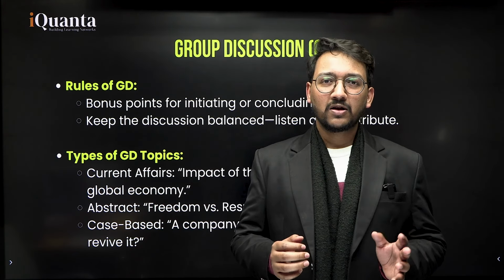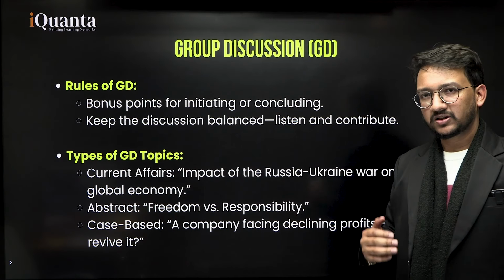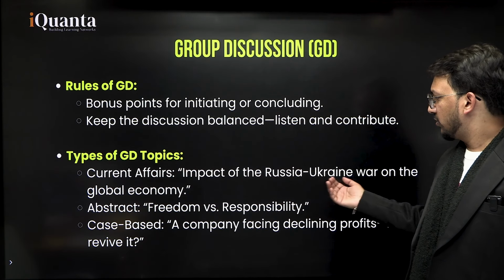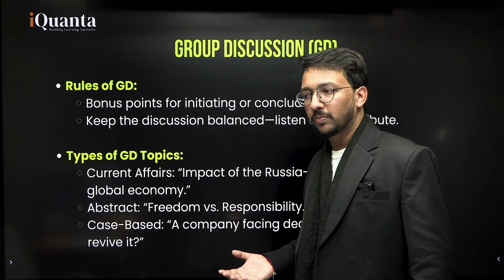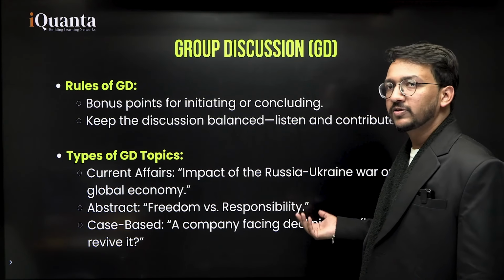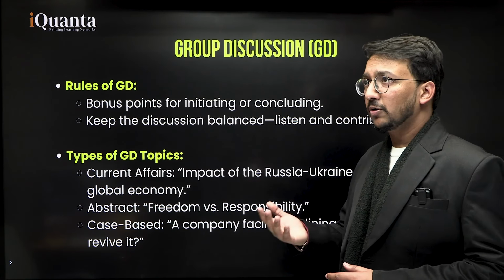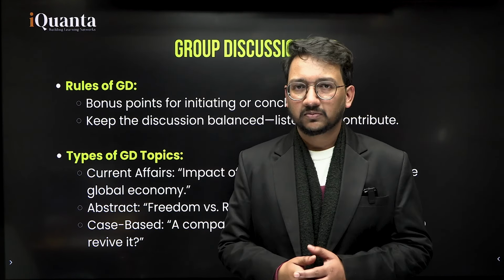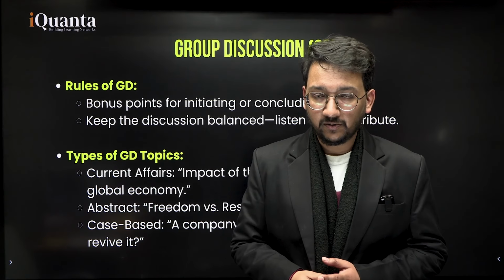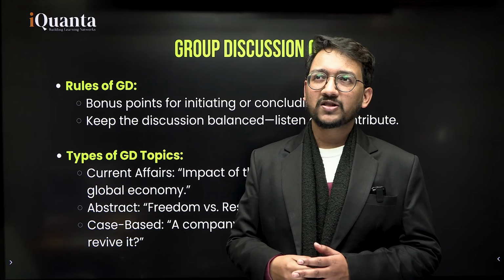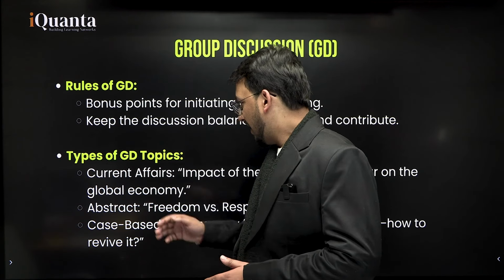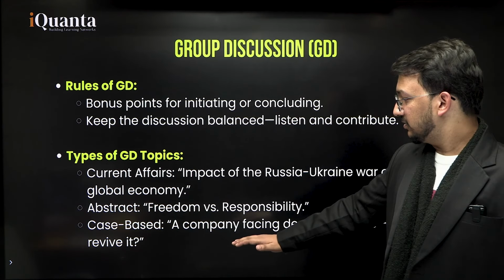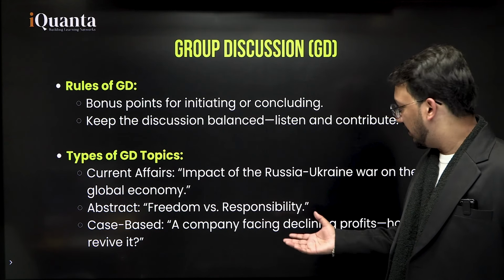Let's talk about the types of GD topics. The first common type is current affairs. Some examples could be impact of the Russia-Ukraine war on the global economy. There could also be abstract topics, for example, freedom versus responsibility. Some other topics could be sky is pink. One topic which I have heard of, which had come last year, was pink flag on a blue temple. Ponder upon that. Next could be case-based GDs, where a company is facing a decline in profits.